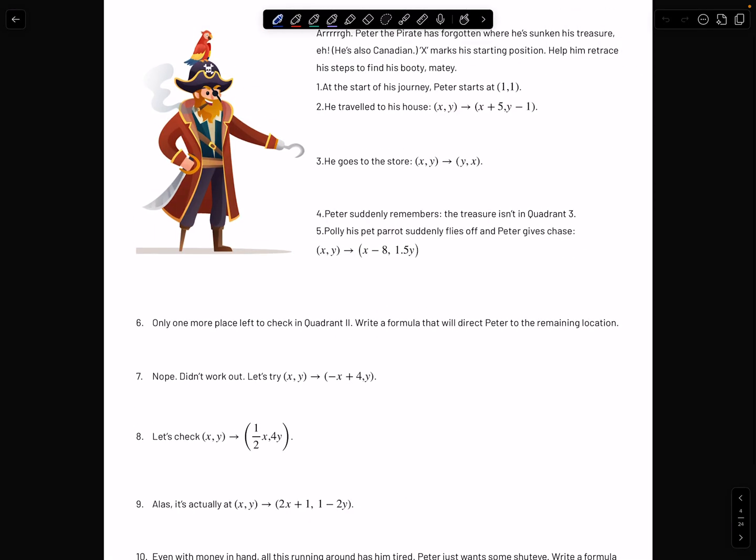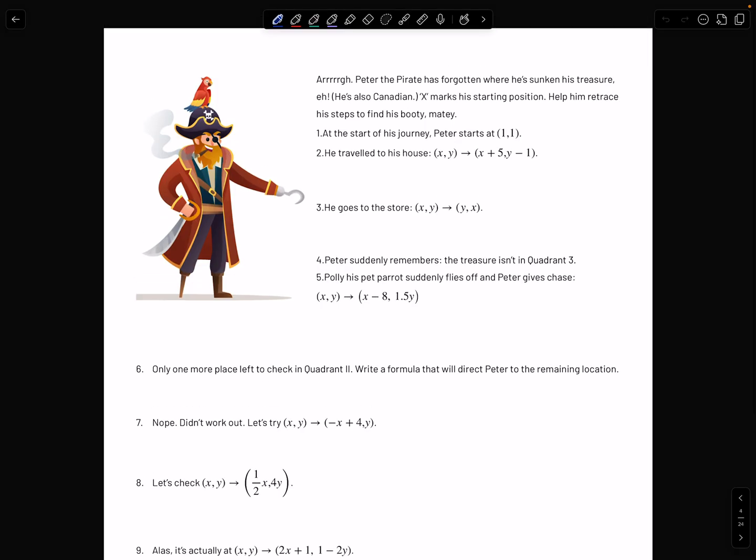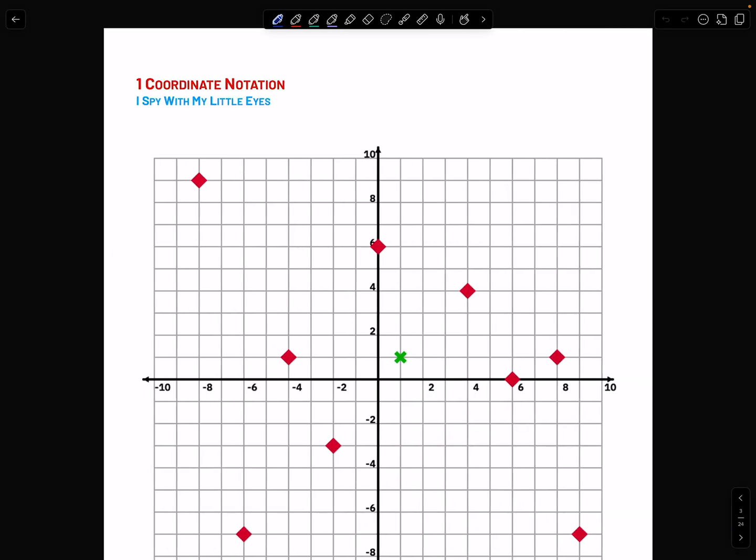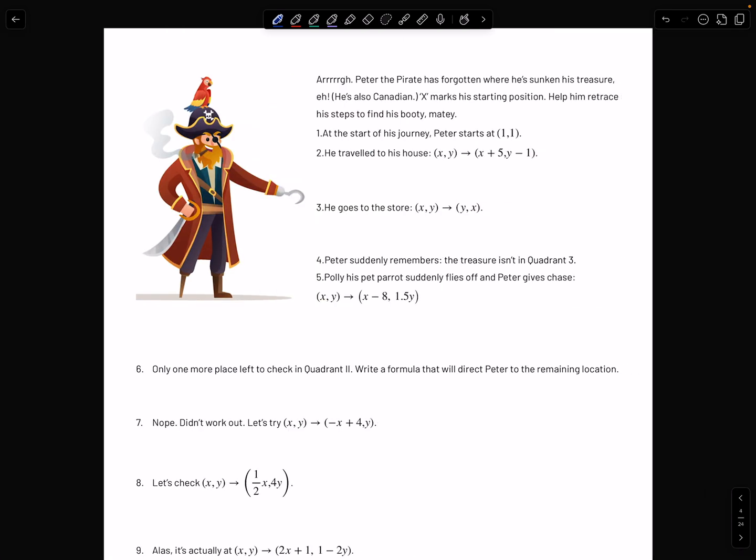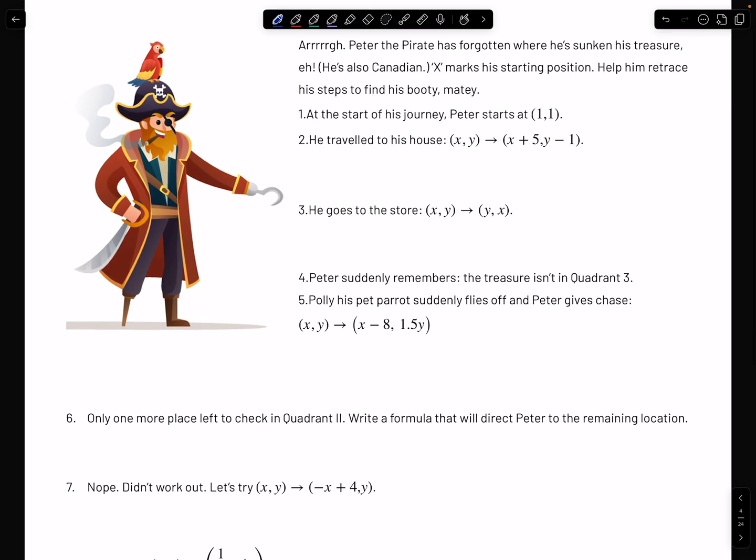He's going to travel to his house, going X plus 5, Y minus 1. So X here, remember, is going left and right. And then the Y here goes up and down. And so descriptively, the plus 5 here means that he's going to the right 5. And then descriptively, Y minus 1 means that he's going down 1.